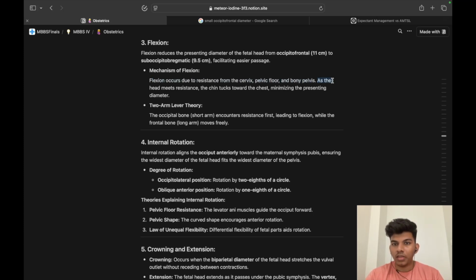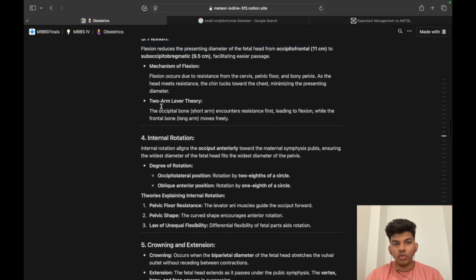So these are the obstructive material. As the head meets the resistance, the chin tucks towards the chest like this, minimizing the presenting diameter. So we have seen this. Next, coming to two-arm lever theory. The occipital bone, short arm, encounters resistance first, leading to flexion, while the frontal bone, long arm, moves freely.